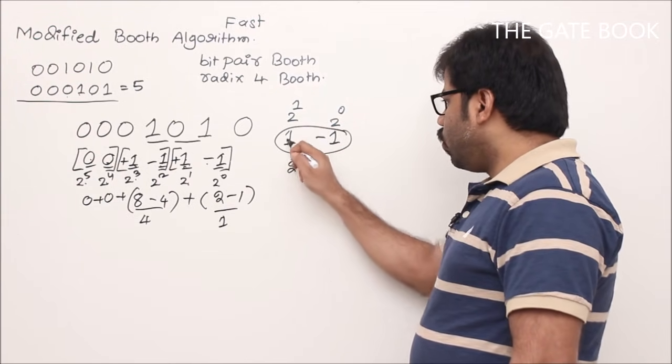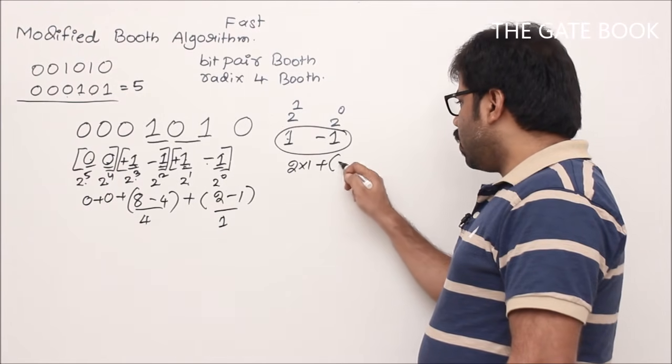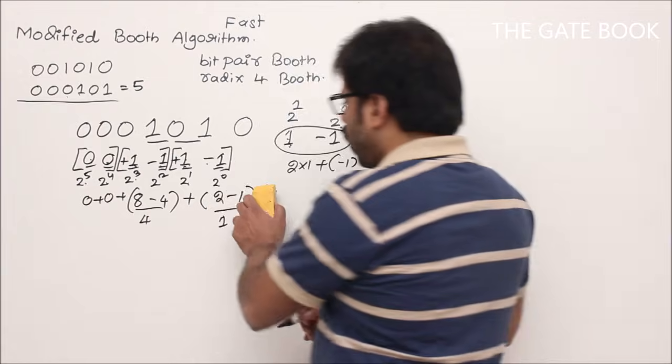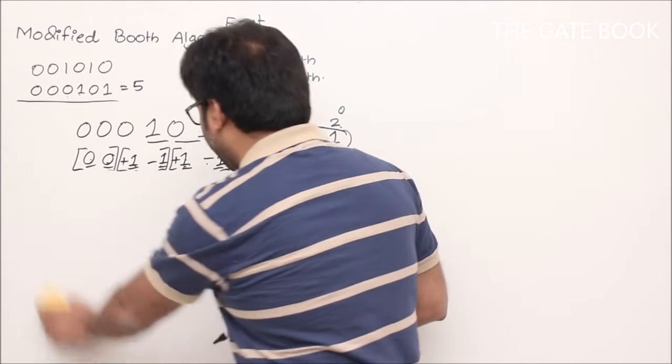That is nothing but 2 into 1 plus minus 1. The weightage for this one is 2. The weightage is 1 here. So it would be 1. This is the way I am going to convert everything now.